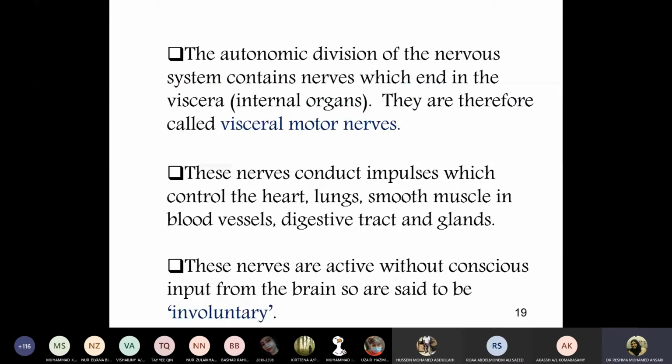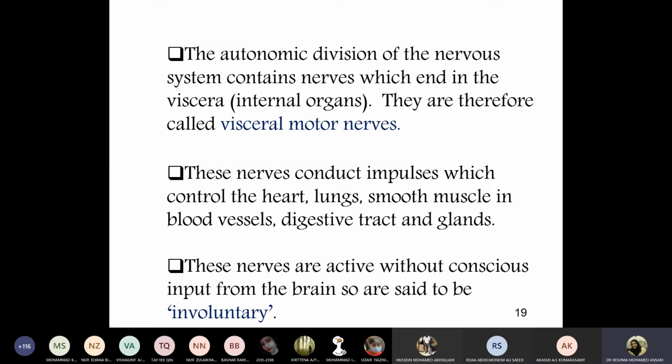So the autonomic nervous system fibers, which end in the viscera or which send signals to the viscera, are called visceral motor nerves. These nerves conduct impulses which control the heart, meaning the heart rate and the force of contraction, the lungs, the rate of breathing, and the smooth muscles in the blood vessels. We are not aware whether the blood vessels are contracted or relaxed. So it is regulated by your autonomic nervous system.